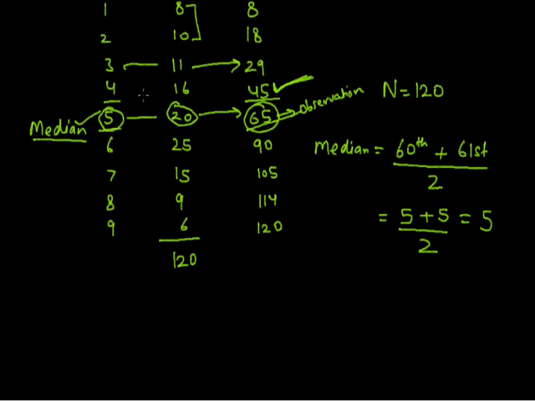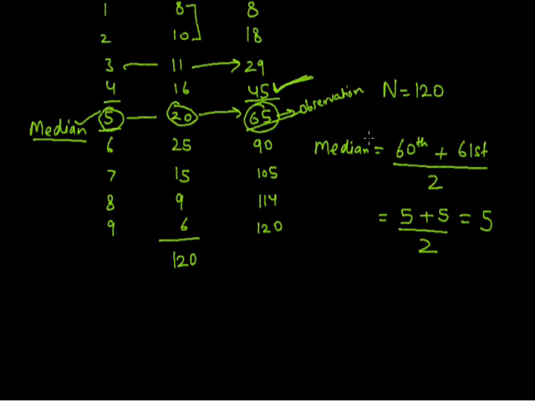Accordingly, we need to see the value of n, that is the number of observations. If the number of observations is even, then we need to find the n by 2 and n by 2 plus 1 observations, and take the mean of those two observations. And if the number of observations is odd, then there is only one middle observation, that is n plus 1 by 2, and that will be our median. So this is the way to find the median.